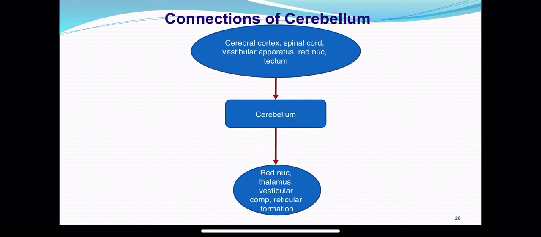Now coming to in general connections of cerebellum. The cerebral cortex, spinal cord, vestibular apparatus, red nucleus of midbrain, tectum of midbrain, all these will send their impulses to cerebellum to process them further. The cerebellum senses these impulses, processes them, and then it sends out as efferents to red nucleus, thalamus, vestibular complex and reticular formation. Connections of cerebellum and the functional significance of each of these tracts you'll be studying in detail in sessions in physiology.